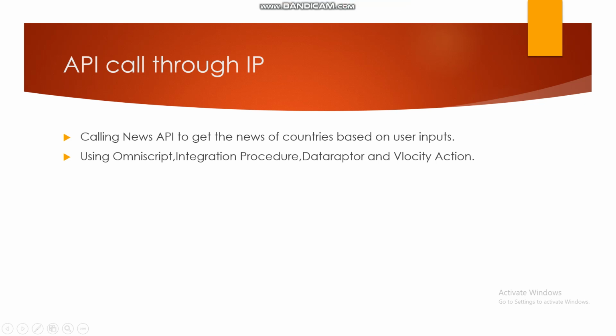So today we are going to see how we can call an API using an integration procedure, and for that we are using an open source API that we can use inside our integration procedure. After that, we can see how we can display that response on the UI using Omniscript and Velocity Action. The components we are using for today's demo are Omniscript, integration procedure, data raptor, and velocity action. So let's start.